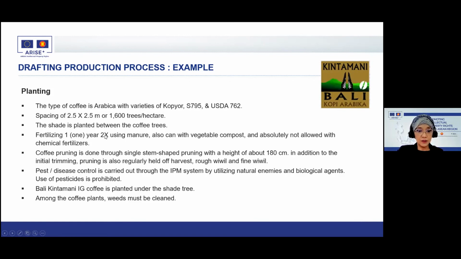Fertilizing 1 year 2 times using manure. Also can with vegetable compost, and absolutely not allowed with chemical fertilizer. Coffee pruning is done through single stem shaped pruning with a height of about 160 centimeters. In addition to the initial trimming, pruning is also regularly held at harvest, rough weevil, and fine weevil. Pest or disease control is carried out through the IPM system by utilizing natural enemies and biological agents.